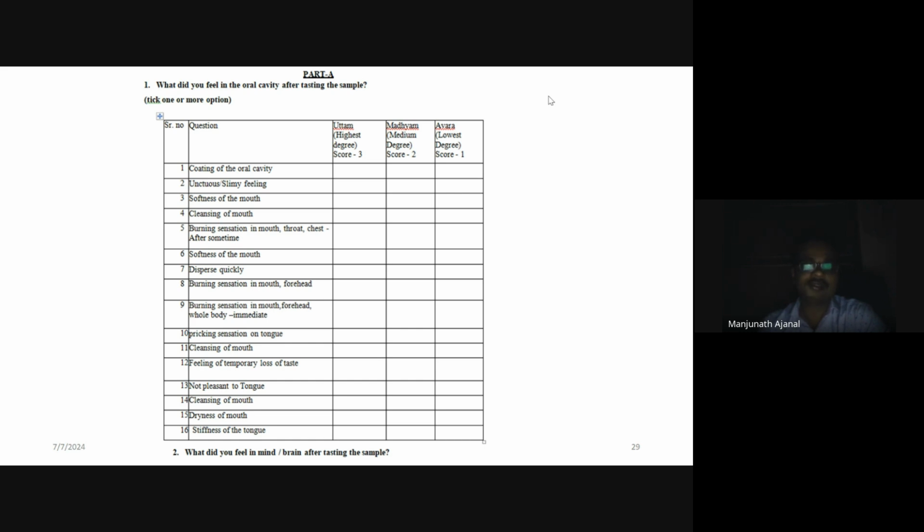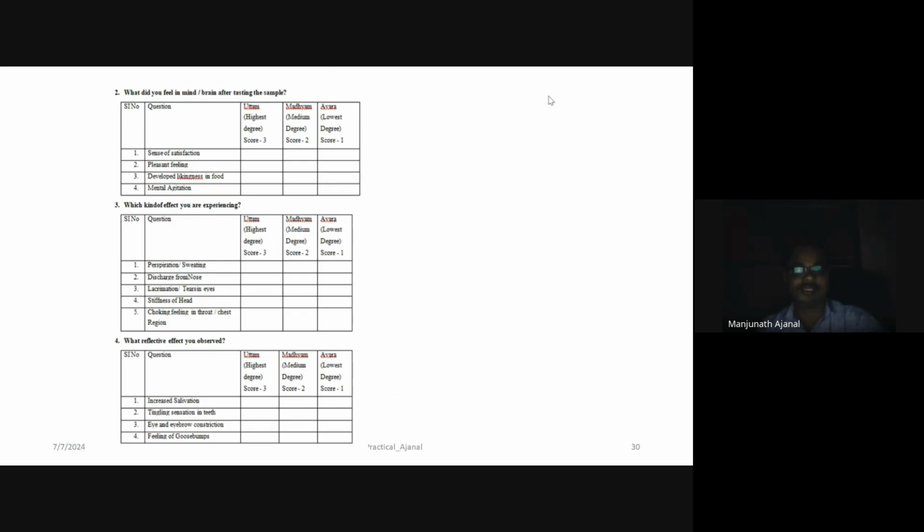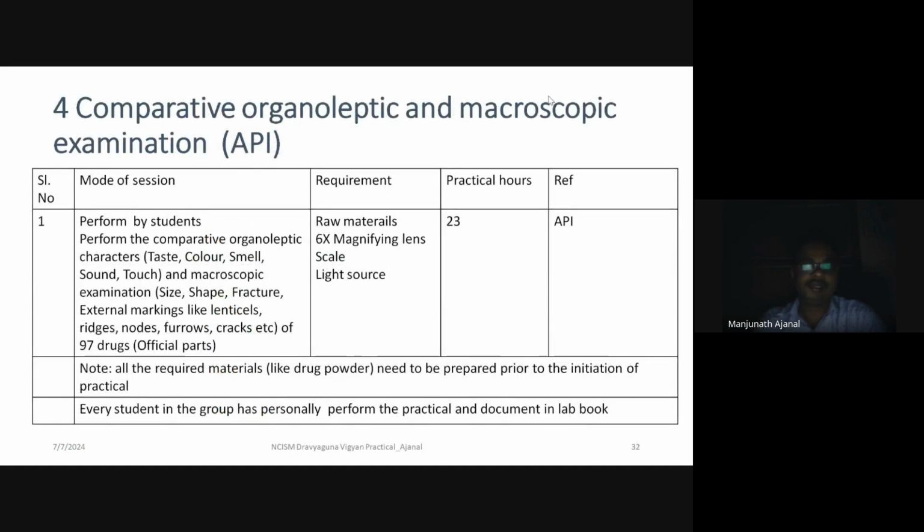How this particular threshold test needs to be done: each rasa needs to be assessed based on the symptoms and documented. So at the end, you can document how much score the particular rasa gets. And the next set of practicals are organoleptic or macroscopic examinations of a total of 97 drugs, which are listed in paper 2.